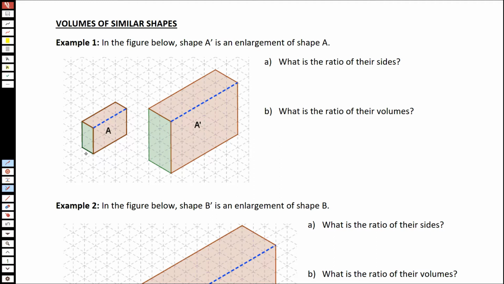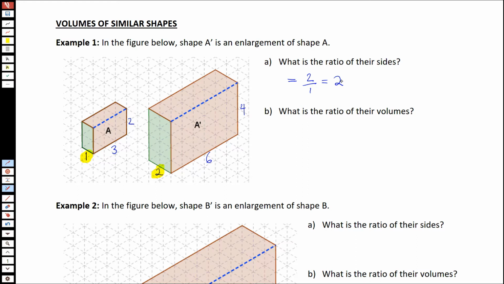So here we have 1, 3 and 2, and here we have 2, 6 and 4. So basically by looking at two corresponding lengths, and when I talk about two corresponding lengths, that will be that and that, we can find the ratio of the sides. So the ratio of the sides here will be equal to 2 over 1, which is just 2.